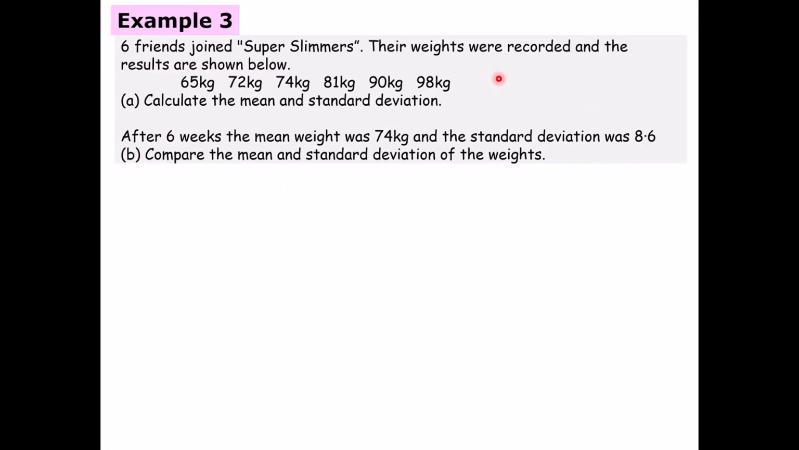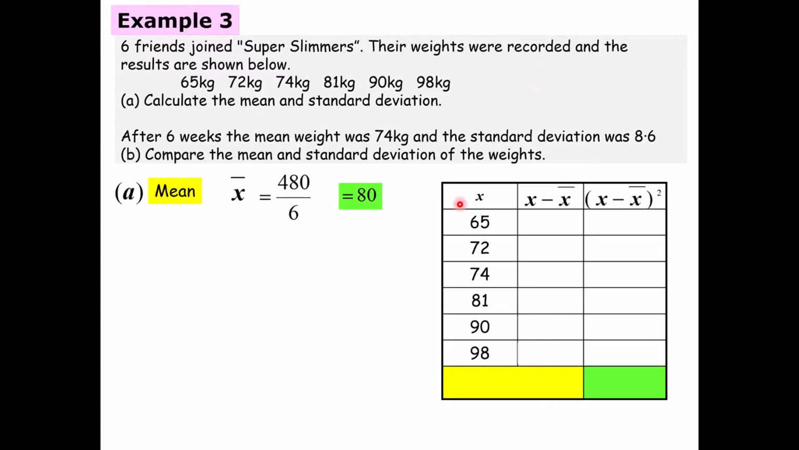So we're going to start with part A and calculate the mean and standard deviation. So the mean: add them all together and divide by how many there are. So we're dividing by 6 to get 80. For our standard deviation, we're drawing out our table with our x values, and we must write every single one of them in, and then calculate x subtract our mean.